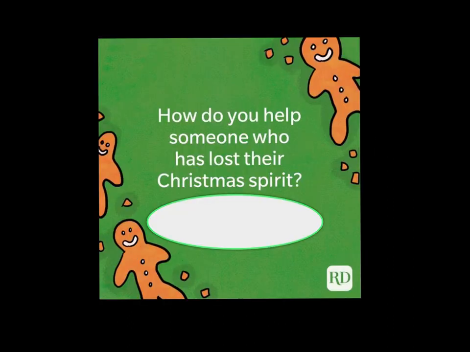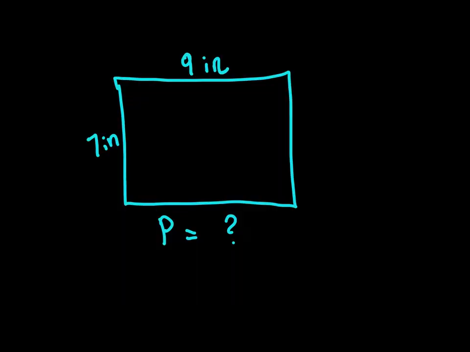How do you help someone who lost their Christmas spirit? I guess you're going to have to solve the next 2 problems in order to find the answer. 9 inches, 7 inches. Okay, you need to find the perimeter. Choose the best formula that works for you. And I want to see the work tomorrow. Bring it in, or you're going to get moved back on the game board.